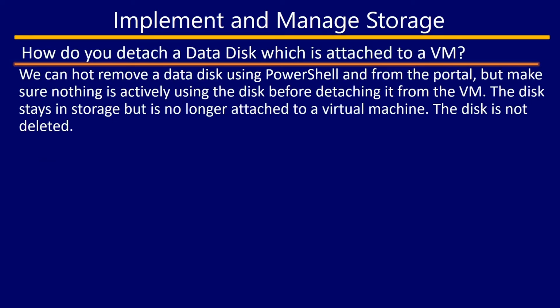Next question is from Implement and Manage Storage also. How do you detach a data disk which is attached to a VM? We can hot remove a data disk using PowerShell and from the portal, but make sure nothing is actively using the disk before detaching it from the VM. The disk stays in storage but is no longer attached to a virtual machine. The disk is not deleted.